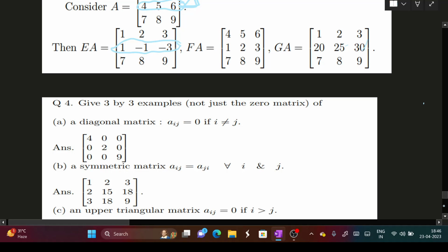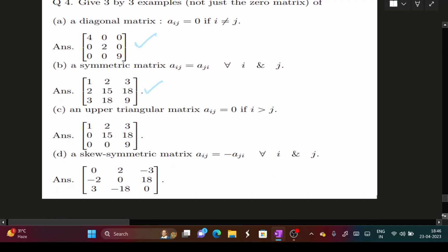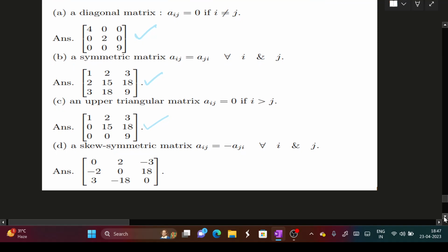So here 4 to 9. This is a diagonal matrix, and here it is a symmetric matrix. Already we have discussed how to write down a symmetric matrix, and this is an upper triangular matrix. Upper triangular matrix means a square matrix in which all the elements below the principal diagonal are 0. The elements are said to be diagonal elements if their row position and column position are the same. So here 1, 15, 9 form the diagonal elements. Below them we have made 0.